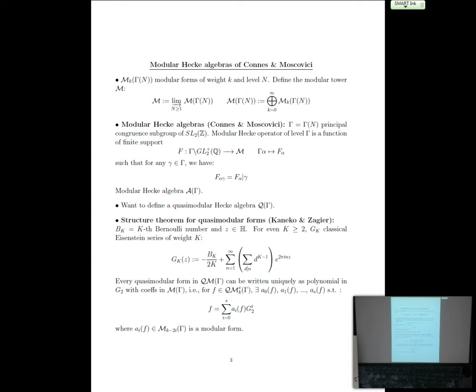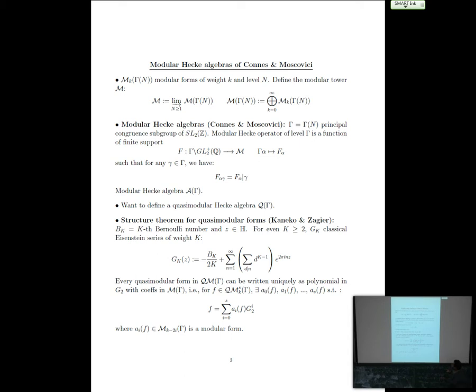Of course, we mention quickly the modular Hecke algebras of Kohn and Moscovici. The main construction they start with is the modular tower, which is the direct limit of modular forms across all weights and all levels. Then the modular Hecke algebra consists of operators of finite support, from gamma GL2 plus Q, invariant on one side with respect to gamma. So this is the basic idea of the modular Hecke algebra of Kohn and Moscovici.